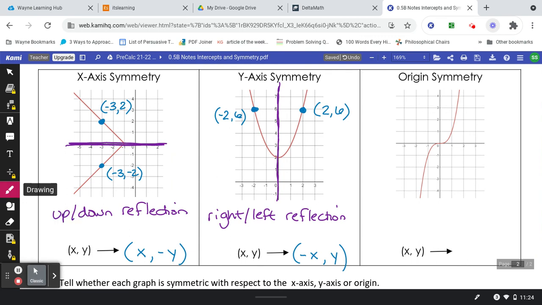All right, origin symmetry. It's a reflection over kind of a diagonal line. So we're going to call it a diagonal reflection. It's almost like flipping it over the x and the y. So you can think about almost having those two combined.